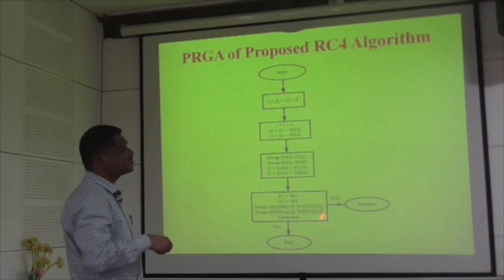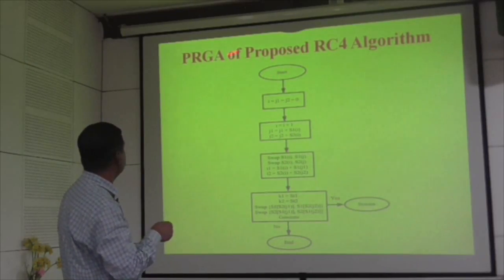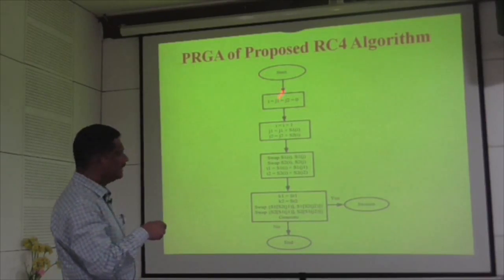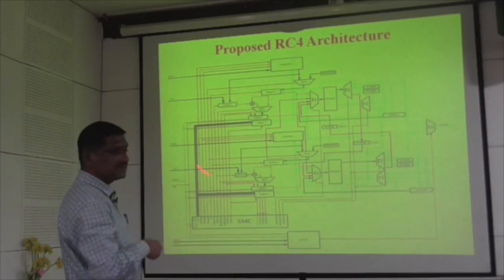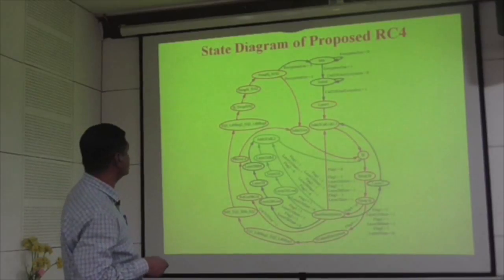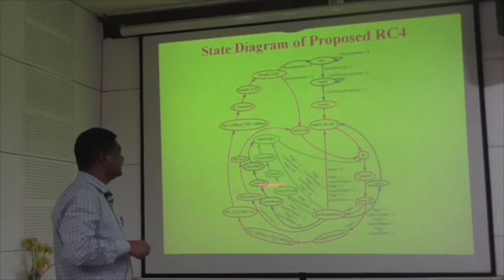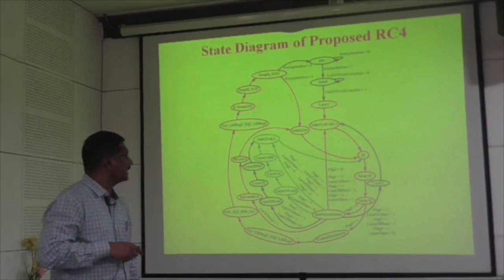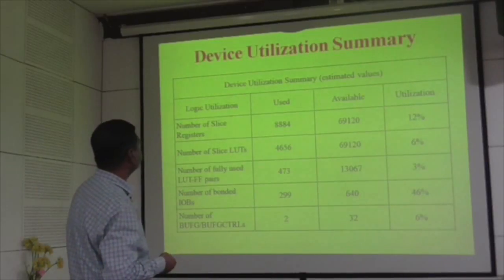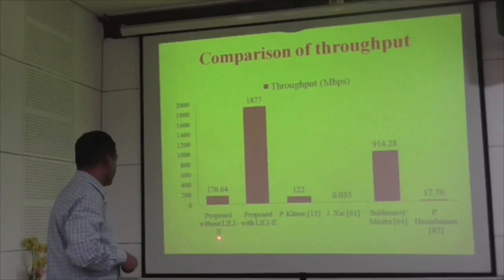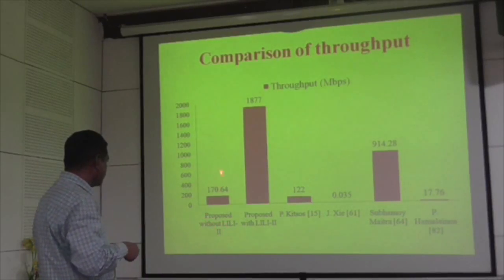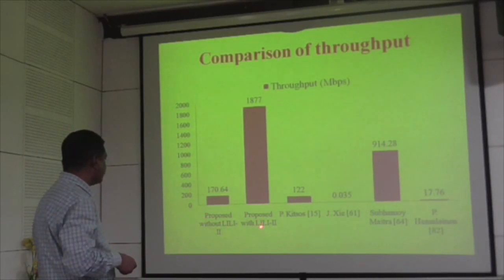And this is the proposed RC4 PRGA, that is the pseudo random generation algorithm for RC4. This is the architecture, and this is the detailed layout of that particular architecture. And this is the state diagram for this architecture. And finally, these are the implementations, and here is the comparison. This is proposed without Lilly, and this is proposed with Lilly.